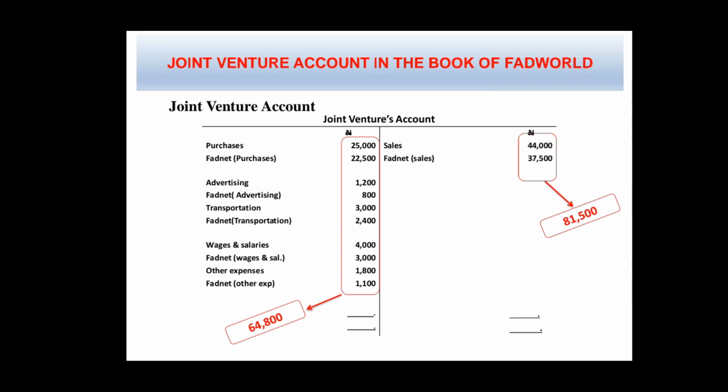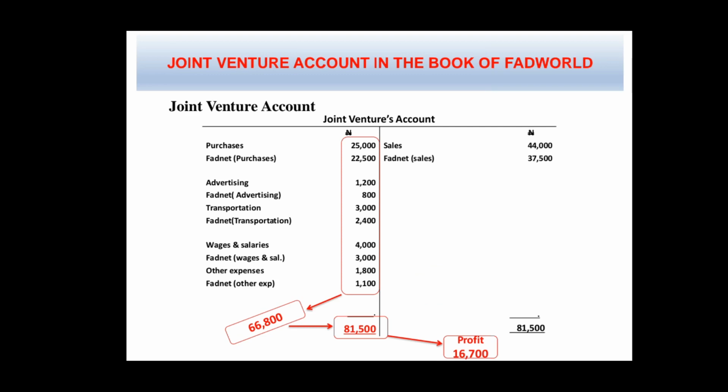So we have 81,500 naira, 81,500 naira. So now, if we look at the debit side, the total is 64,800. So we are going to subtract that from 81,500. If we subtract 64,800 from 81,500, it's going to give us 16,700. That 16,700 represents the amount of profit made from the joint operation, and this is the amount that will be shared among the venturers.